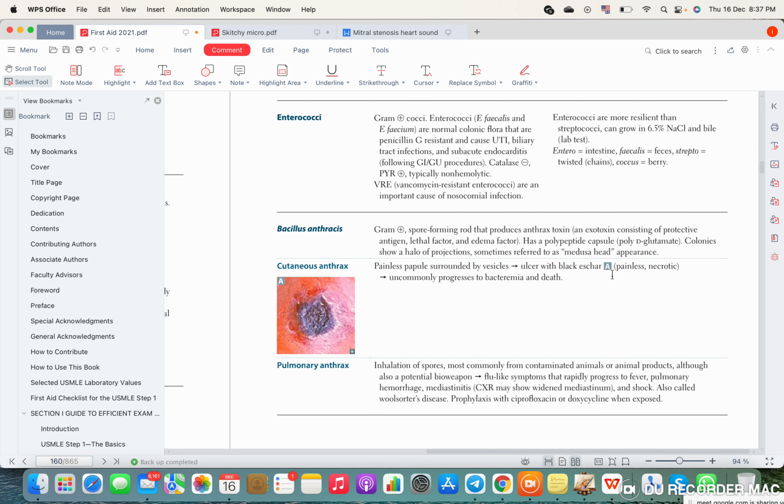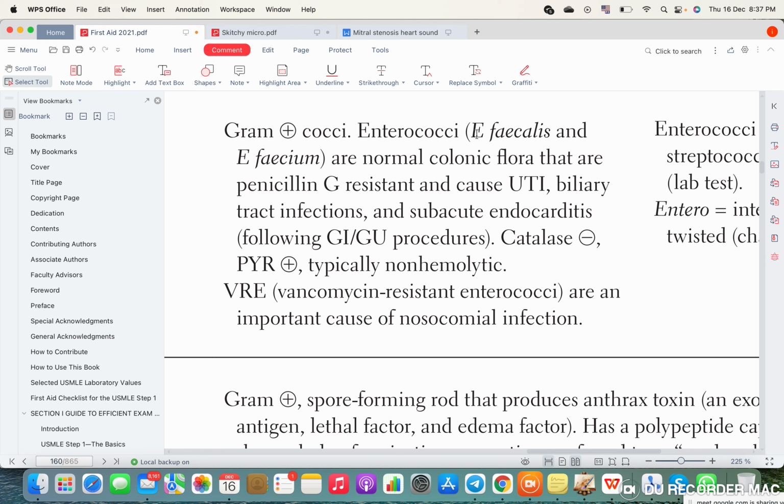So the last one that I'm going to explain today, and after that I will call it off, is the Enterococci. The Enterococci are gram-positive cocci. Enterococcus faecalis and Enterococcus faecium are normal colonic flora that are penicillin G resistant and can lead to UTI. They can also lead to biliary tract infection and subacute endocarditis. Mostly they happen during GI or genitourinary tract procedures.